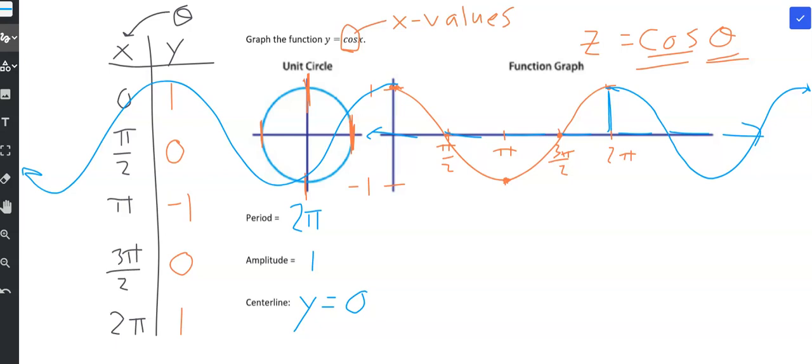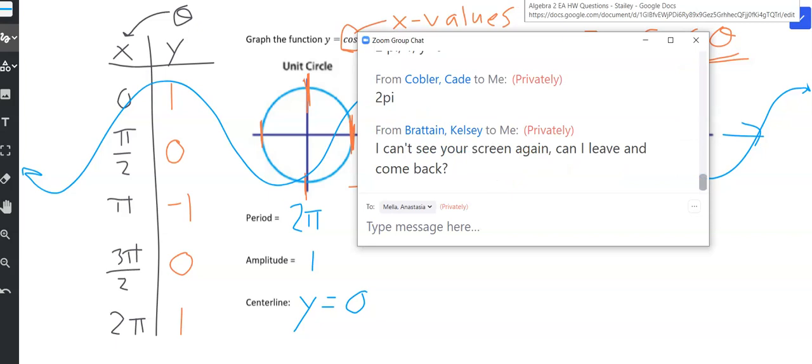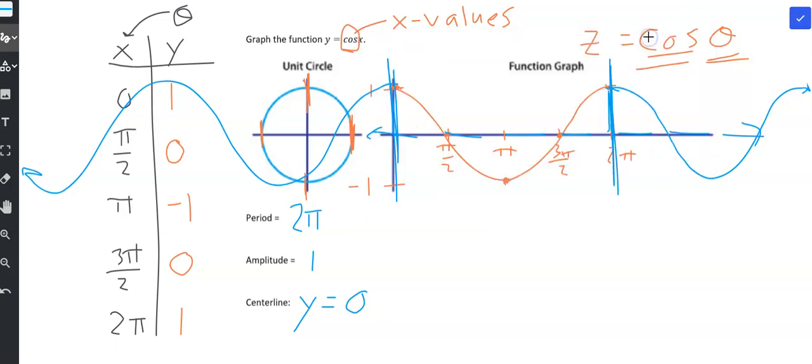What we're saying with the period is how long does it take when it starts here and it starts the pattern over again, and it took 2 pi units.